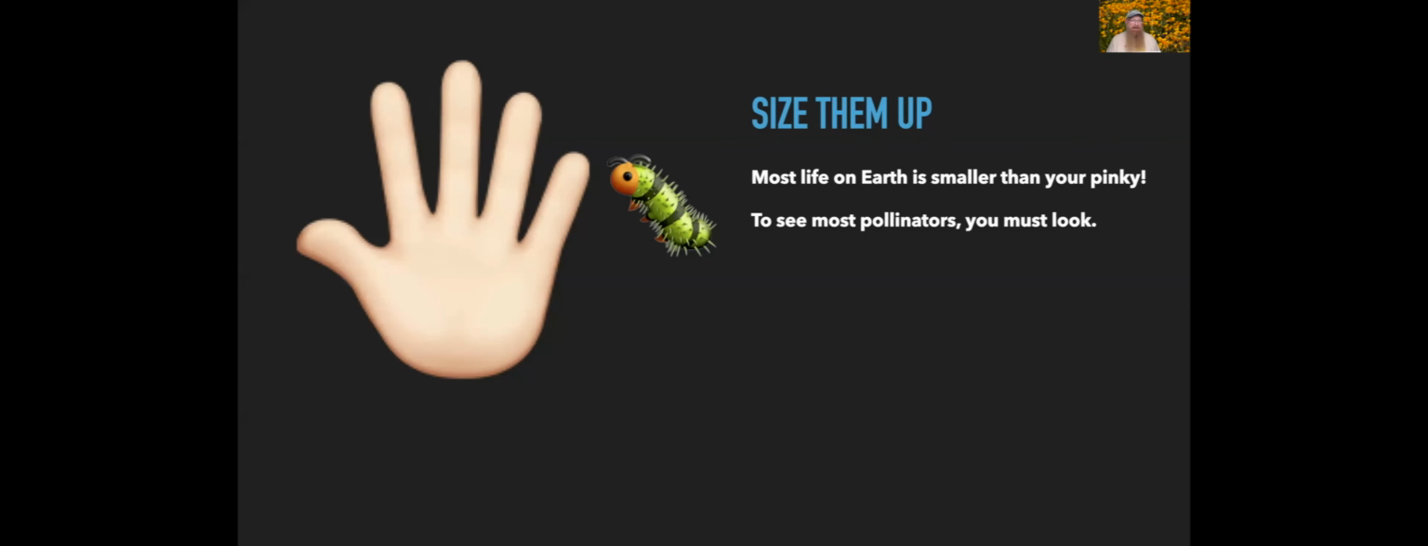All right, let's talk about sizes. Something to think about. Most life on Earth is smaller than your pinky. Anything bigger is kind of uncommon, really. So looking at all the different forms of life on our planet, most things, pinky or smaller. So you really have to look for them. They're not going to come fly in your face and say, "Hi, I'm here." You have to go look for them.